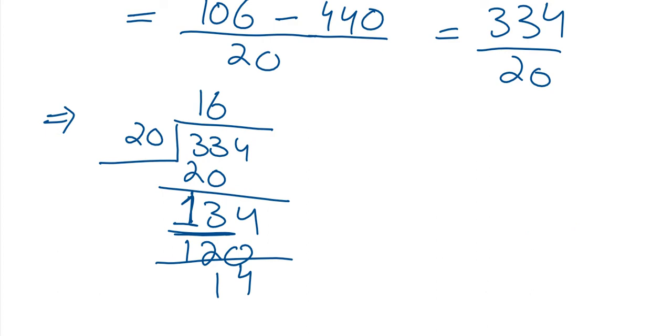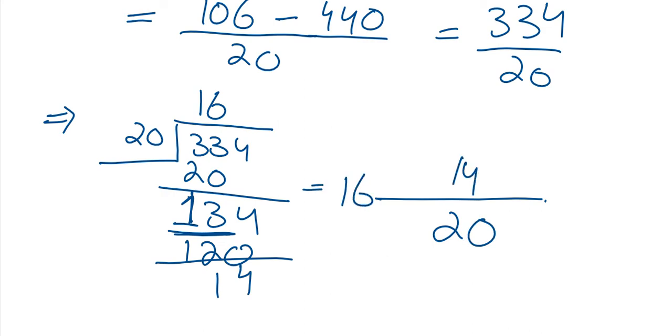So now you can see that we got the value as a mixed fraction. When you multiply 20 by 16, we get some value, and then adding 14 to that, we get exactly 334 as the answer. All right.